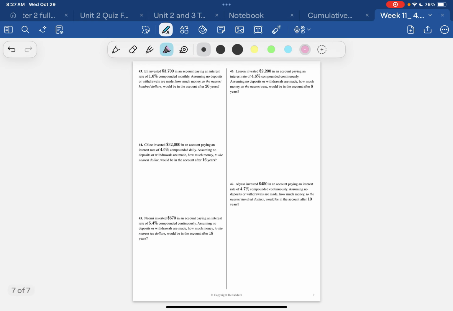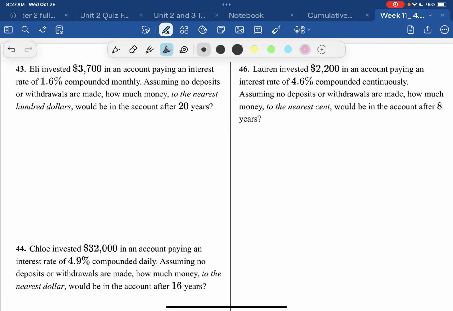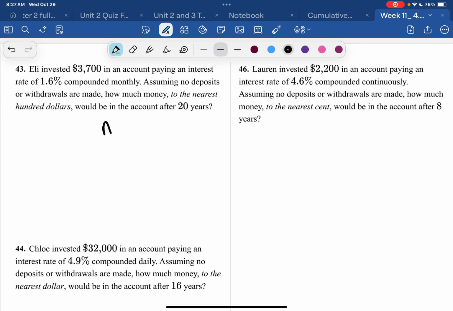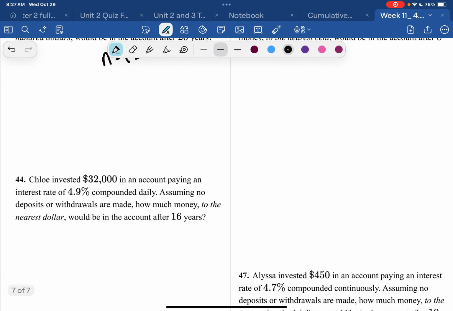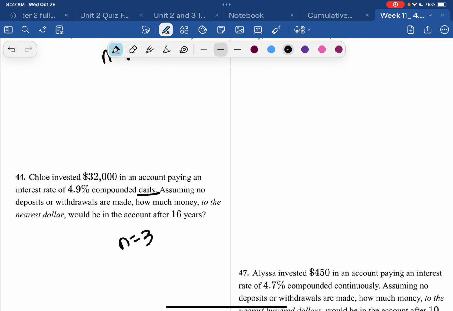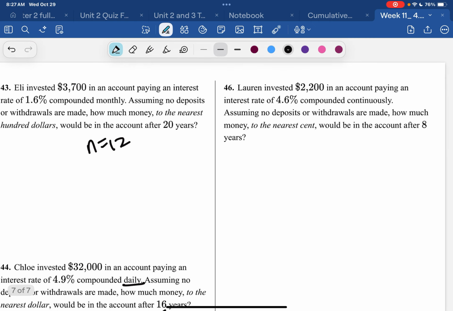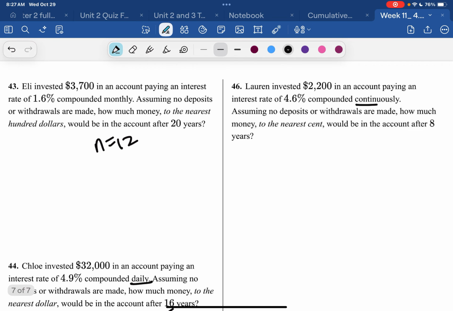Let's see what else is in here. Compounded monthly, your N would be 12, same formula. Compounded daily, N is 365, same formula. Just want to make sure you're good. Now, if you see compounded continuously, that's the last section. That's A equals PE to the RT. That's the formula you use. I'll do one of those.